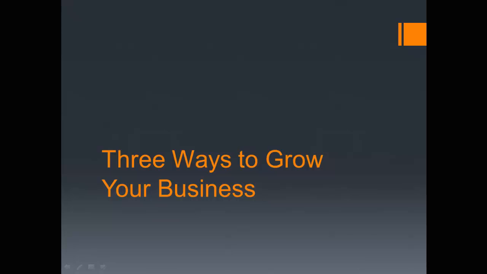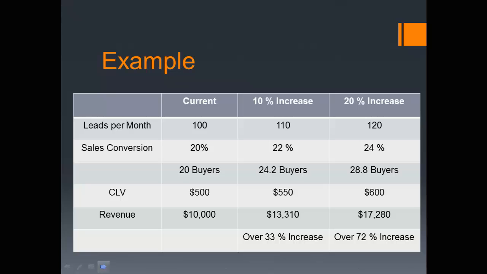Today's fictional business is ABC Accounting Practice, and we are going to look at these current numbers and then what happens if we're able to increase each of the areas by 10% and then 20% and what kind of effect it has on this business.